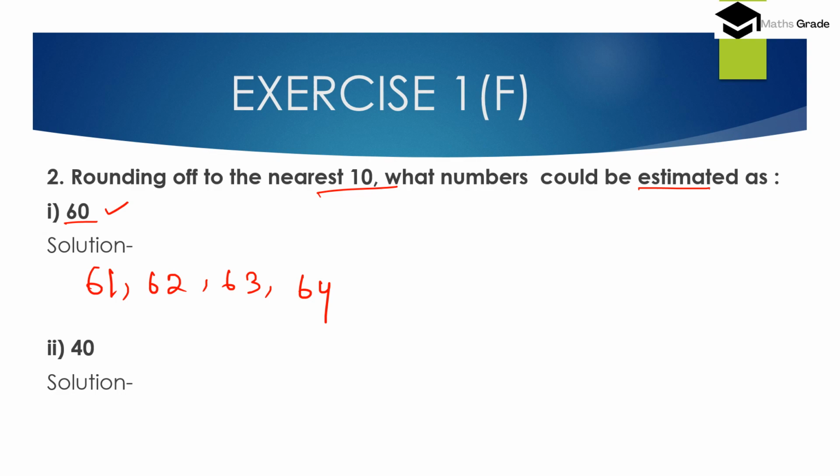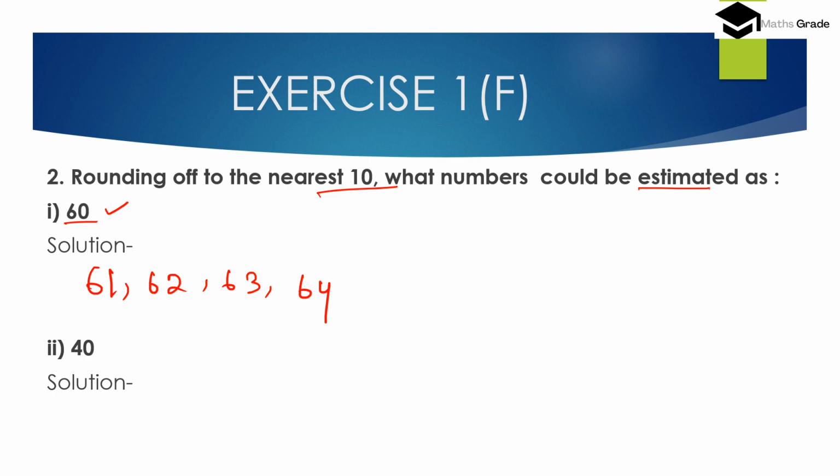Now this 61 rounded to the nearest 10 will be 60, because the unit digit is less than 5. So 61 rounded to the nearest 10 is 60. 62 rounded to the nearest 10 is 60. And 63, here 3 is also less than 5, so 63 rounded to the nearest 10 is 60. 64 rounded to the nearest 10 is 60.